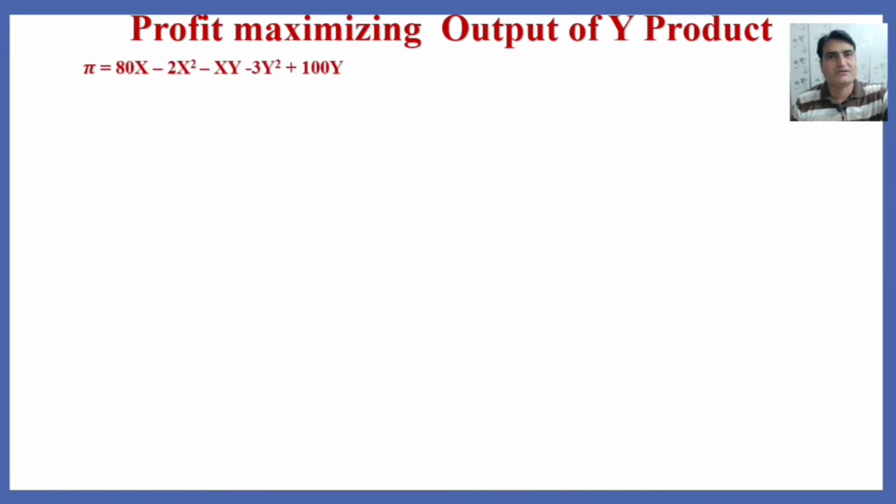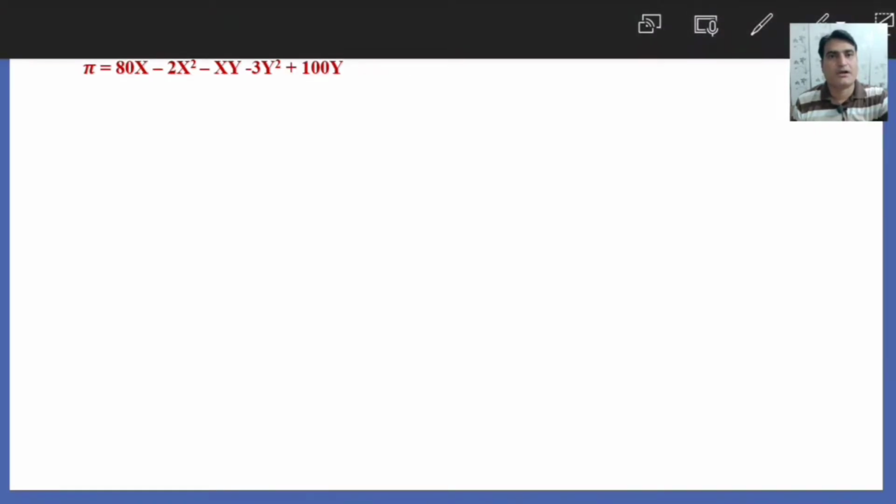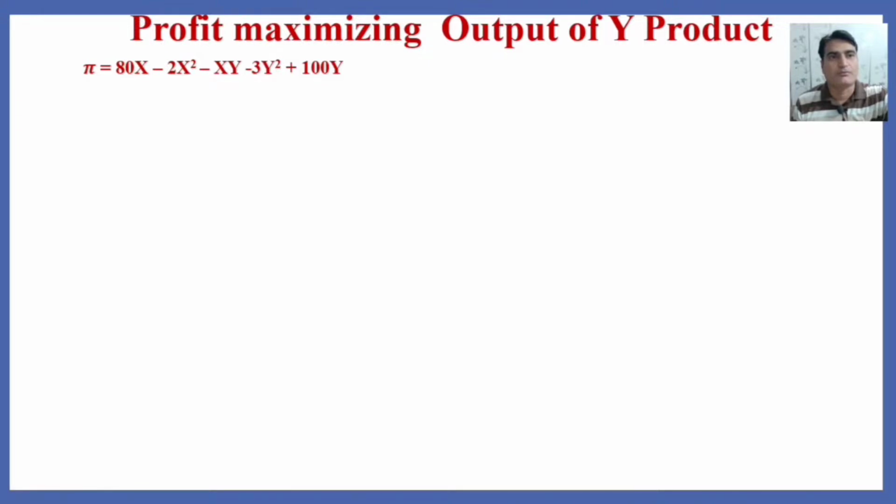So this is the profit function: 80x minus 2x square minus xy minus 3y square plus 100y. We have to determine the profit maximizing output for X and Y. So we shall apply the partial derivative in order to find the profit maximizing level of output.